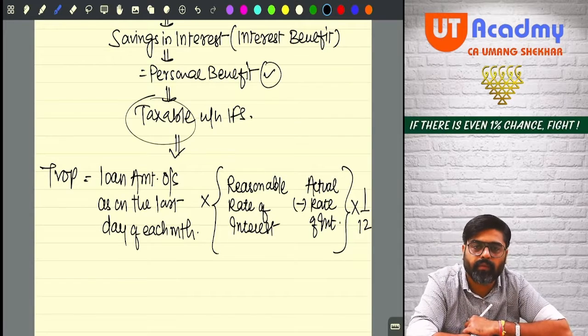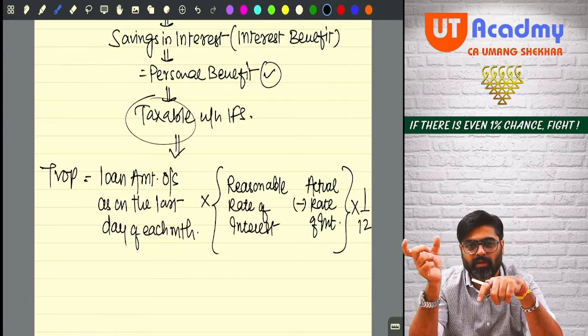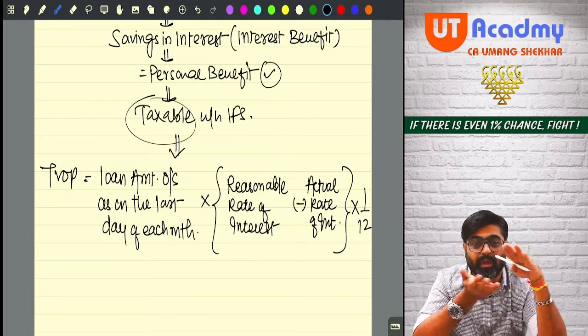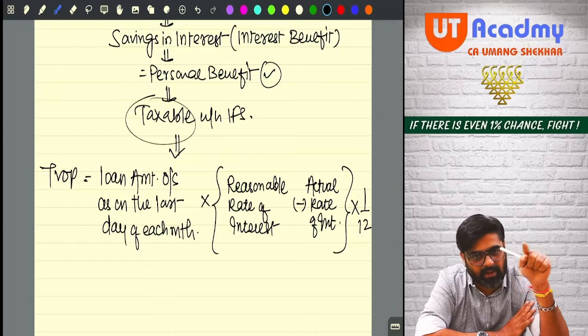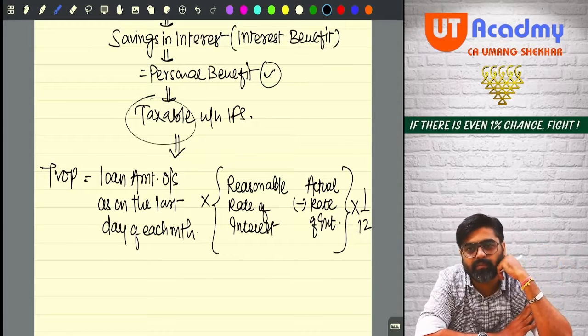Why 1 by 12? Because the rates of interest will be given per annum. So the interest benefit which you will calculate will be for per annum, but we are not going to charge this per annum amount. We have to calculate for 1 month, no? So whatever interest benefit was there, multiplied by 1, divide by 12, you will get the interest benefit for 1 month. Done, sir?